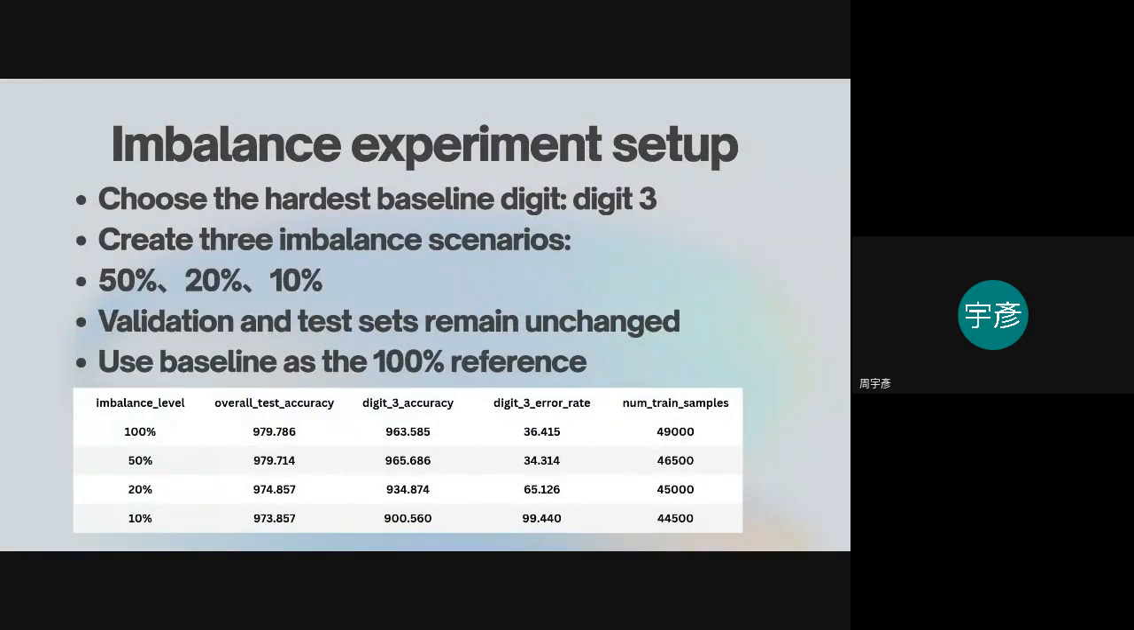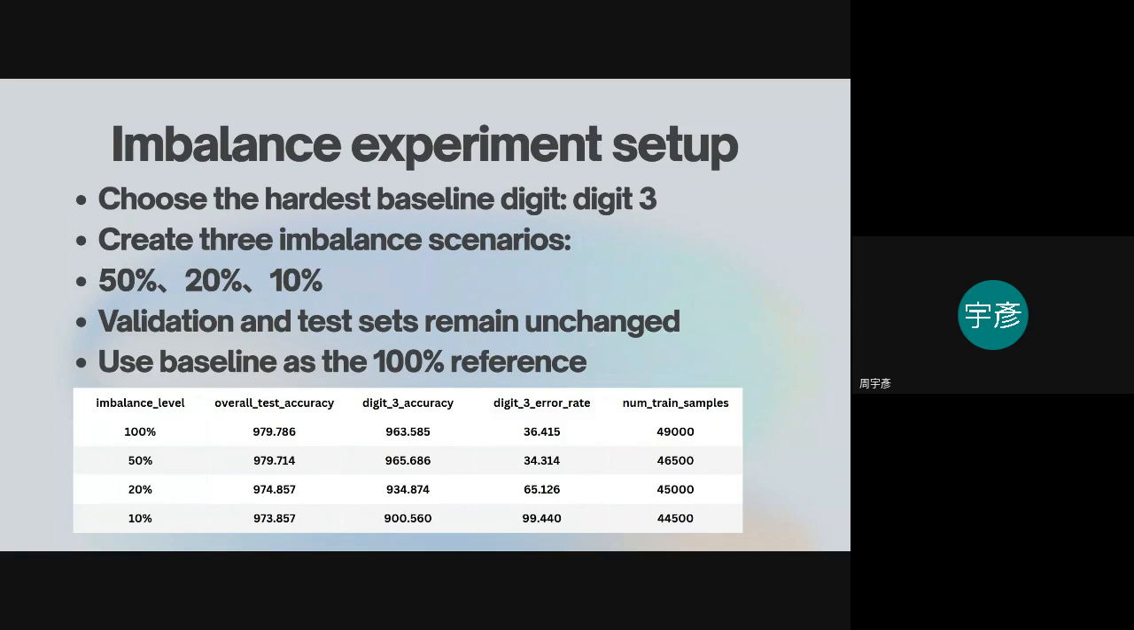This slide explains the design of the imbalanced experiment. Since digit 3 is the hardest class in the baseline analysis, I selected it as the target class. Then I create 3 imbalanced scenarios: 50%, 20%, and 10%. This means that I progressively reduce the number of training samples for digit 3 while keeping other classes unchanged. The validation set and test set remain unchanged, so the comparison across imbalance levels stays fair.